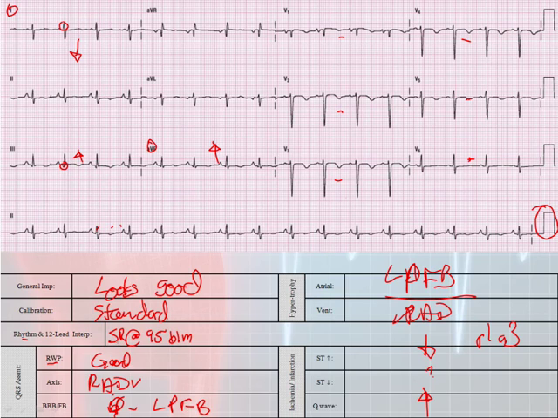So let's finish interpreting this 12 lead here. So we have a sinus rhythm at 95 beats a minute with right axis deviation and a left posterior fascicular block.